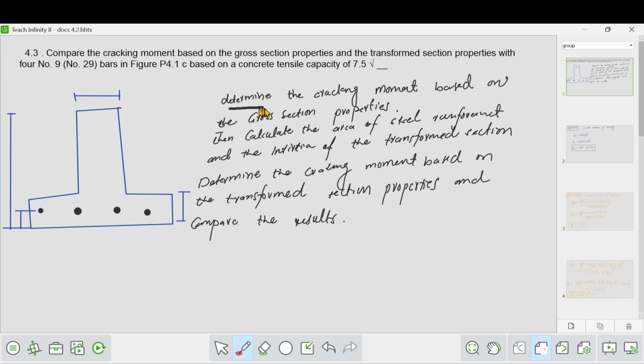On this figure, the concrete tensile capacity is 7.5 root f'c. At first we will determine the cracking moment based on the gross cross-section property, then calculate the area of steel reinforcement, and after that the moment of inertia of the transformed section. Then determine the cracking moment based on the transformed section property and compare the results.